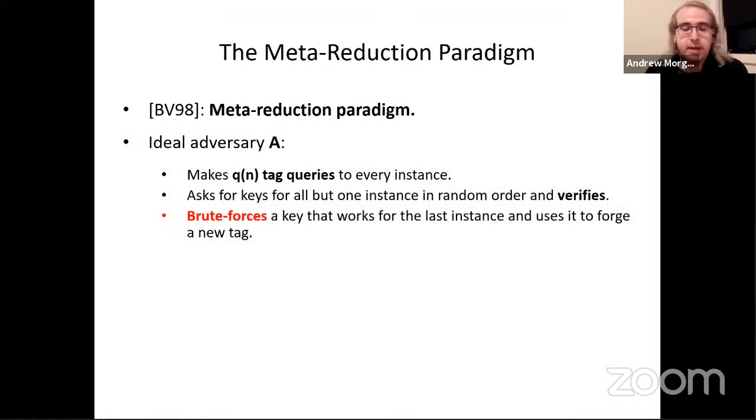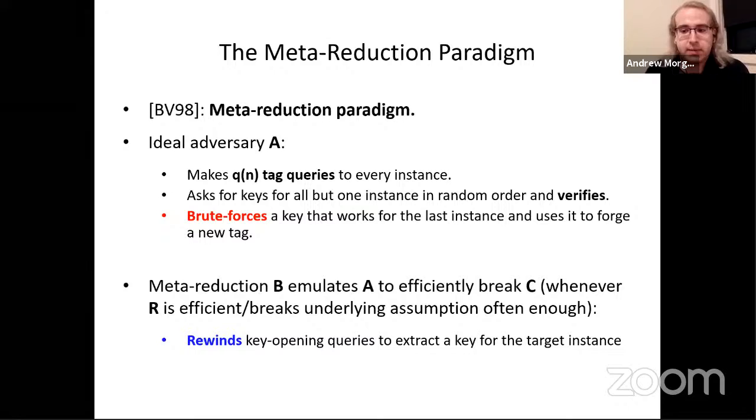And this will start by describing an ideal adversary A that breaks the multi-user security of a MAC with probability very close to 1, but does so in essentially exponential time. It'll make many tag queries to every instance of the MAC, open the keys to all but a random instance to verify that the tag queries for those instances were answered correctly, and finally brute force a key that agrees with the tag queries for the target instance and use that to produce a forgery.